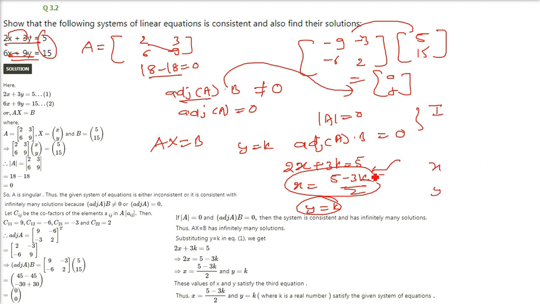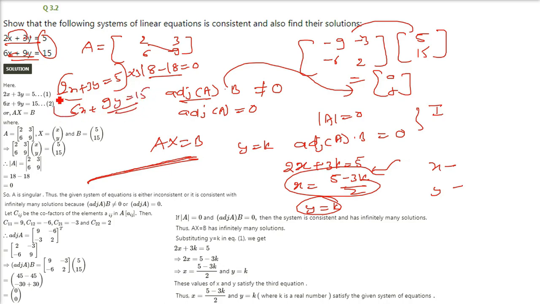Right? Now this x equals (5 minus 3k) divided by 2 and y equals k. This needs to be put in 6x plus 9y equals 15. Also to show that these two equations are actually one equation, I'll just show you how. See, 2x plus 3y equals 5. Now multiply both sides by 3. What do you get? 6x plus 9y equals 15. And this is nothing but the second equation. Okay? Infinite solution.